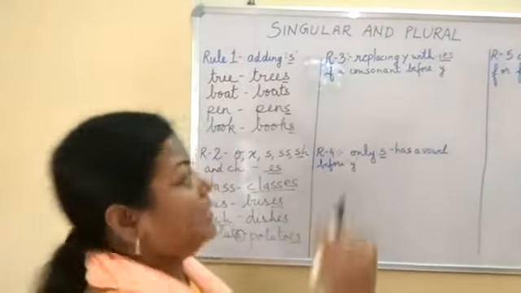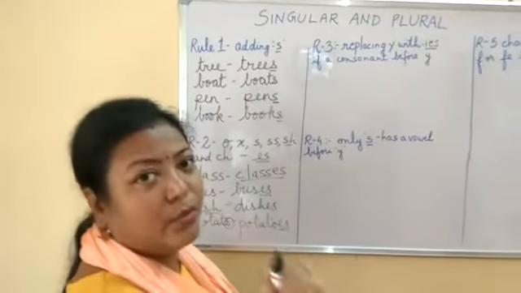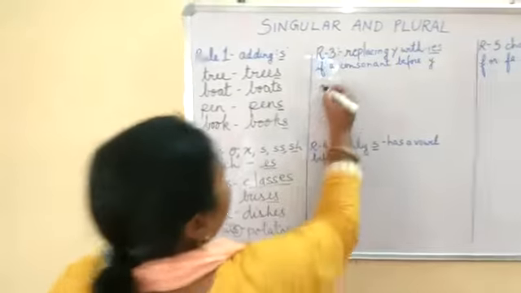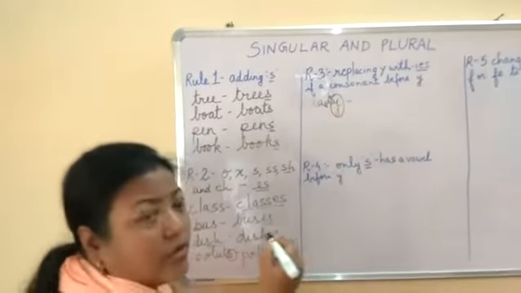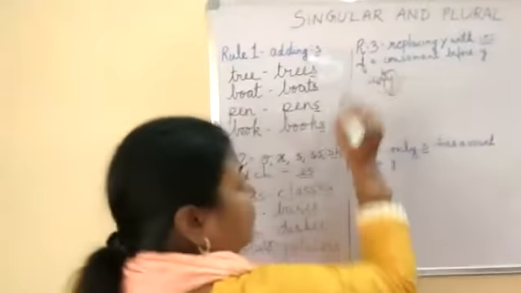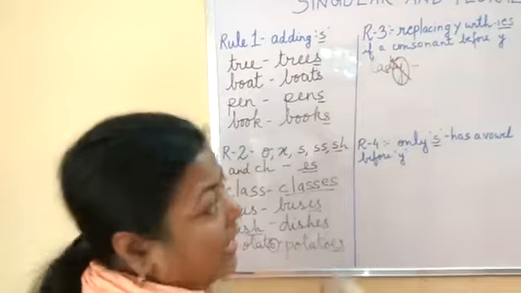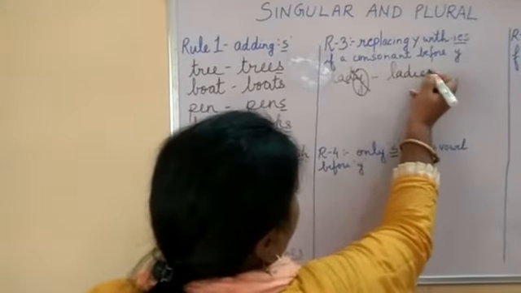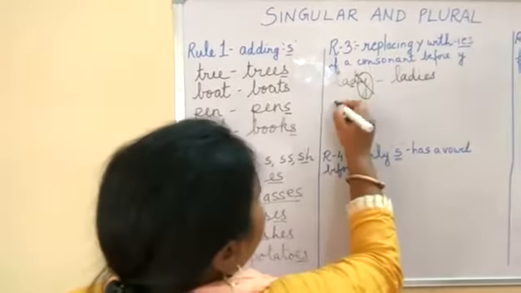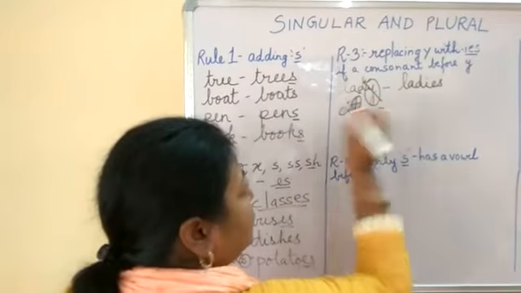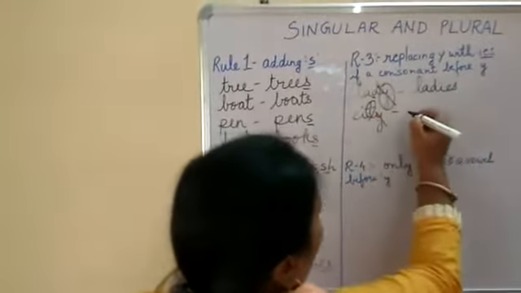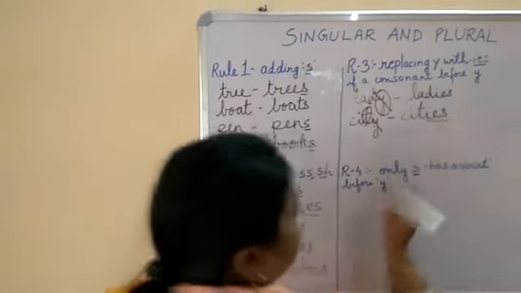When the word ends with Y and the letter before Y is a consonant, then I'm going to change the Y and write IES. Example, lady. Now you can see the last letter is Y. And before Y, I'm going to see whether the letter is a consonant or a vowel. It is a consonant. So if the letter before Y is a consonant, I will omit Y, and I'm going to add IES to make the word plural. Another word, city. You can see, children, the last letter is Y, but before this letter Y, I have a consonant T. Therefore, I will replace this Y with IES.